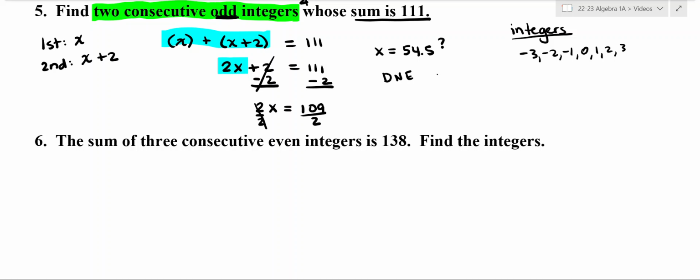So, I mean, we can try. We can do 55 and 57, right? But then you're going to get 112, which is not 111. So no, it's not going to work, okay? All right, so those two odd integers do not exist.